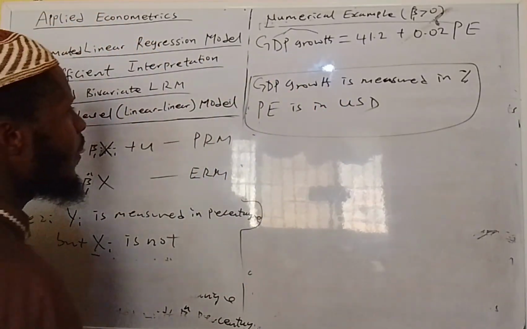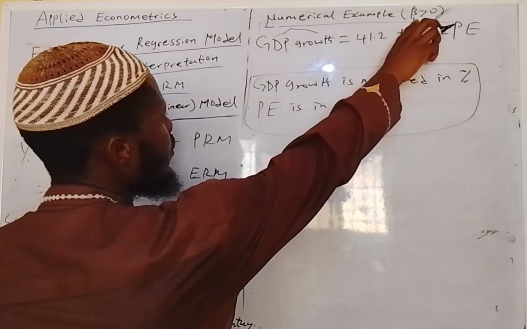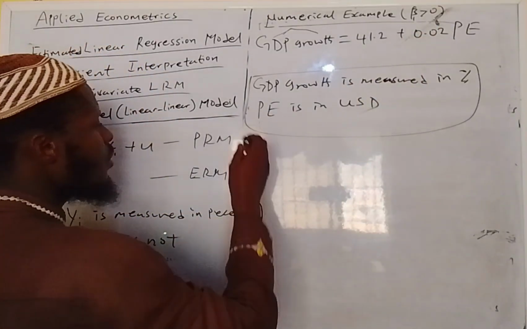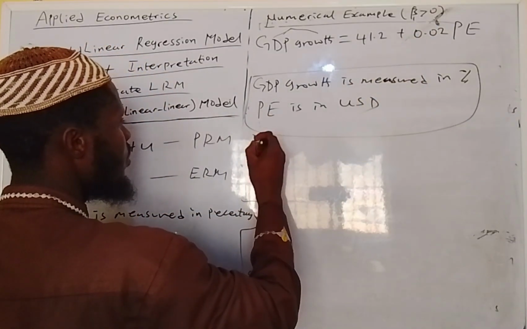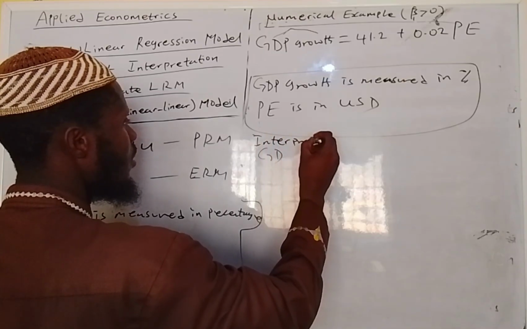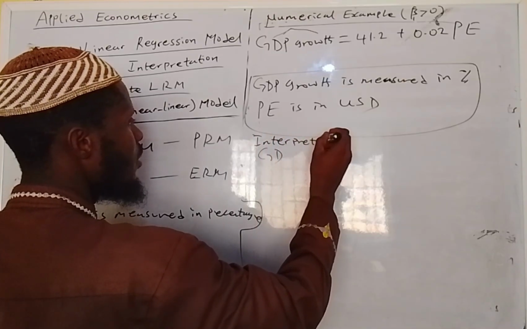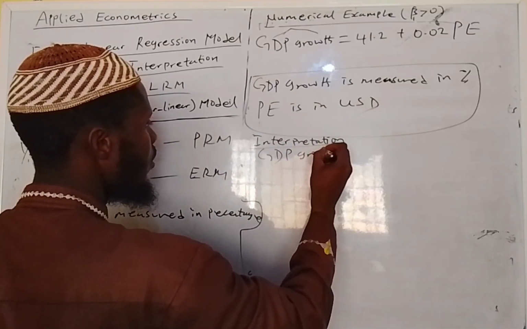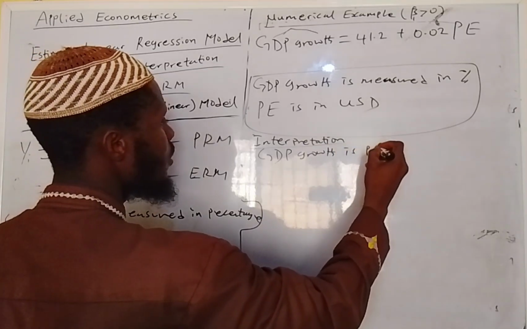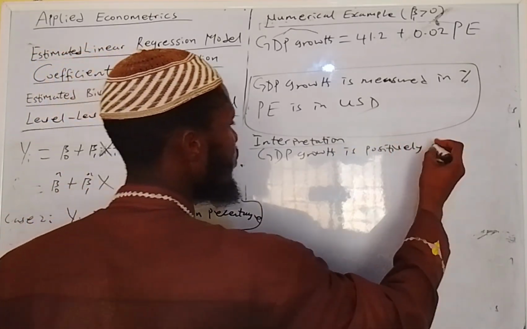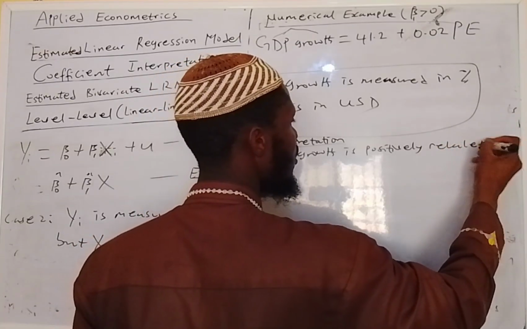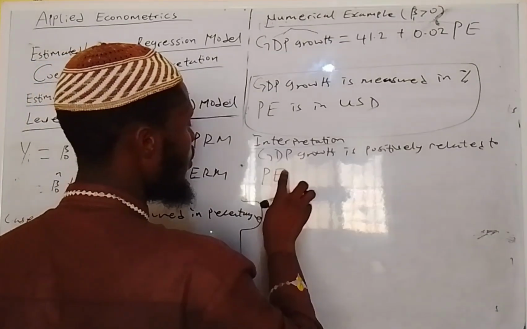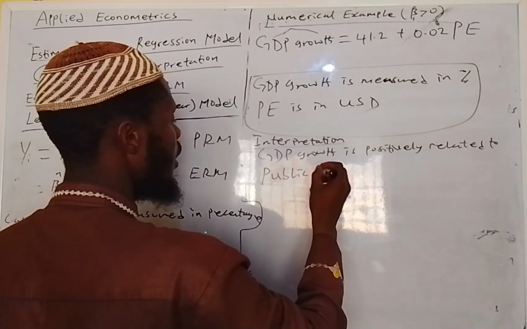Very straightforward. We look at the sign of our beta 1 hat, which is plus. So that suggests that in the interpretation, GDP growth is positively related to PE, that is public expenditure. Let me write it in full.